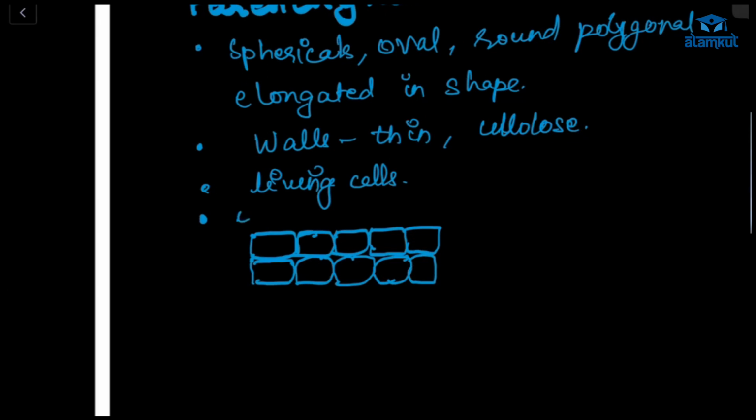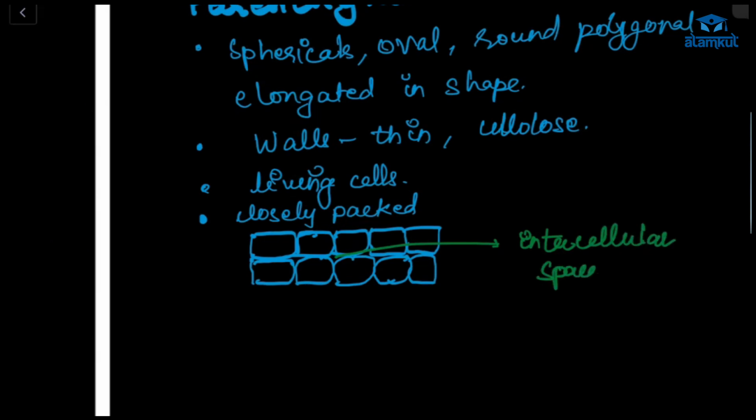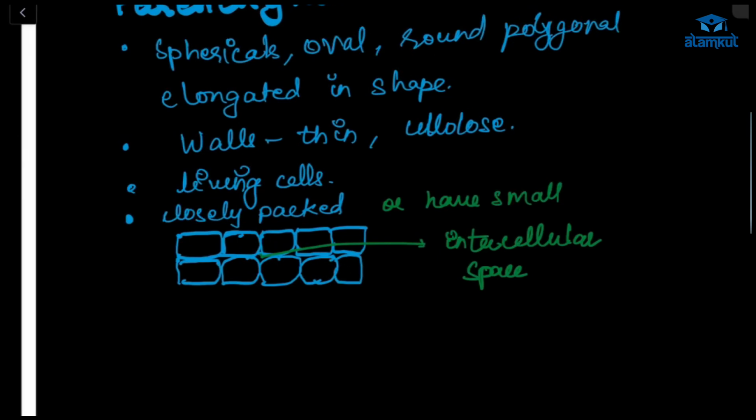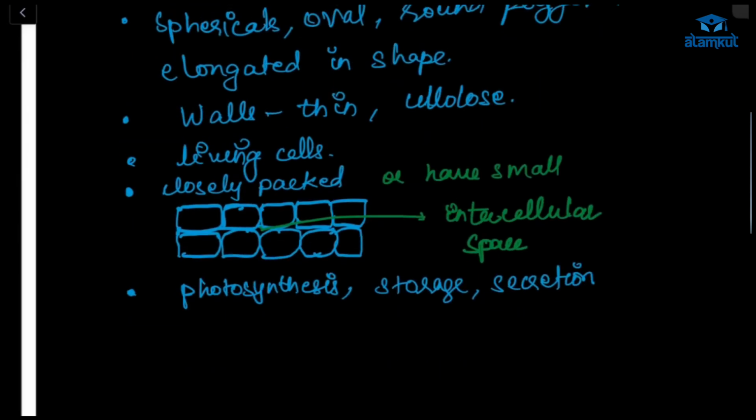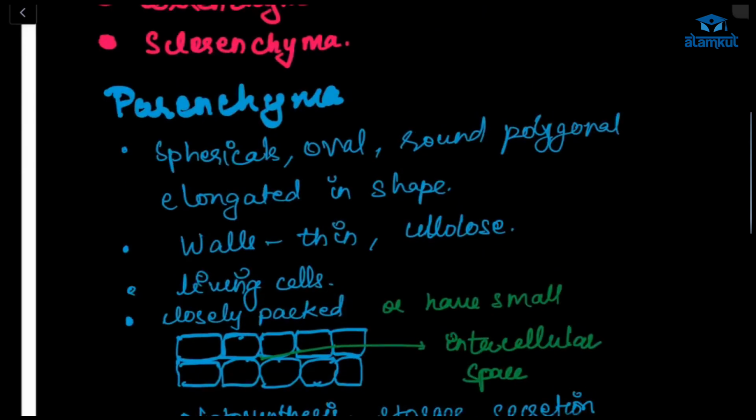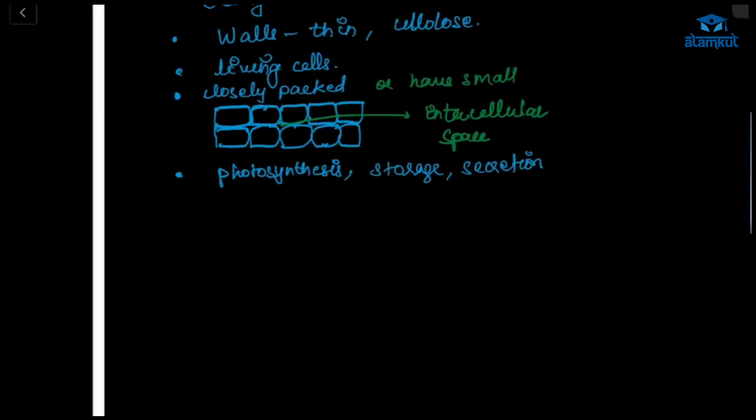They are closely packed, and they have only small intercellular space, very little space, because they are very closely packed. Now they perform various functions like photosynthesis, storage, also secretion. These are the points of parenchyma.